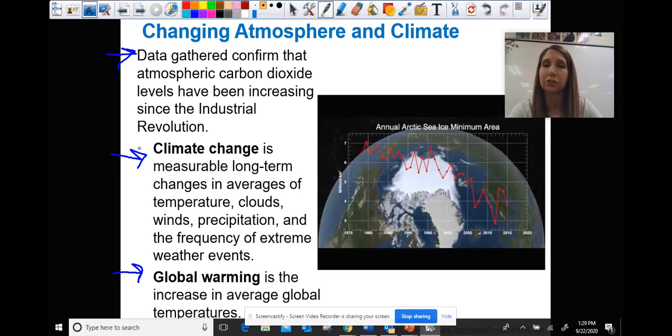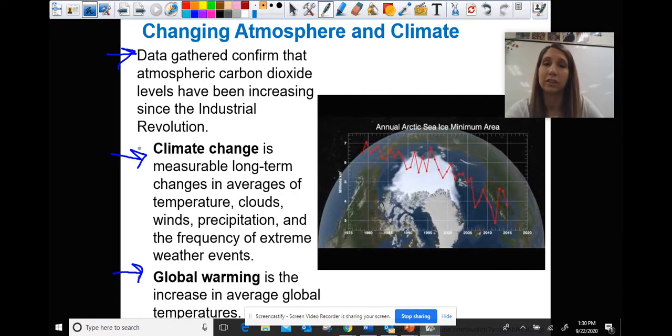So what we see in this picture here with annual Arctic sea ice, in terms of the size of that over a period of time, we're looking at climate change over time. Okay, we're not looking at temperature in this diagram, although this would be an effect of that temperature, right? This would be dependent upon how that global temperature is increasing.